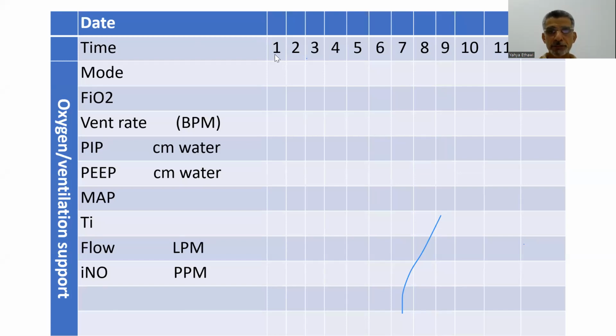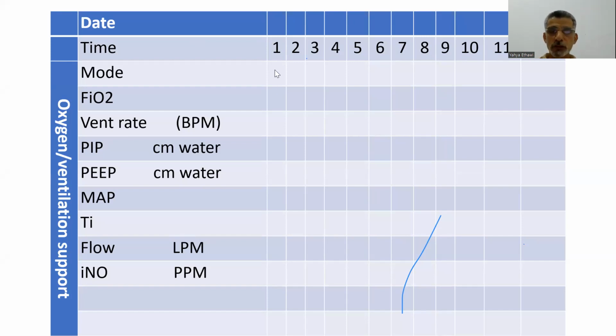And then the timing. So this is 1 to 12. So if it's from morning, let's say start from 1 a.m., or depending on the shift, we can start from 8. So this is 1 a.m., 2 a.m., 3 a.m., 4 a.m., 5, and so on until 12 a.m. And then the second one will start another sheet.